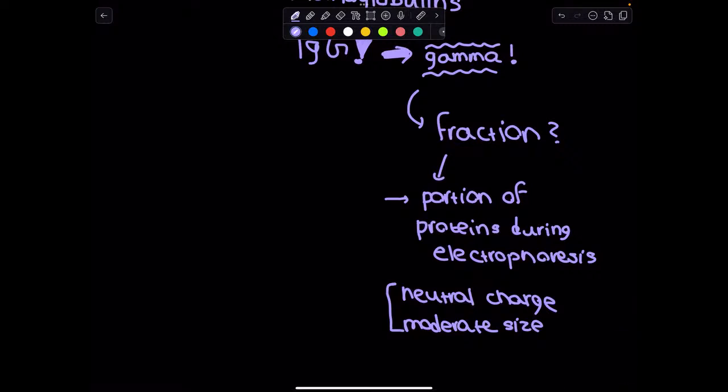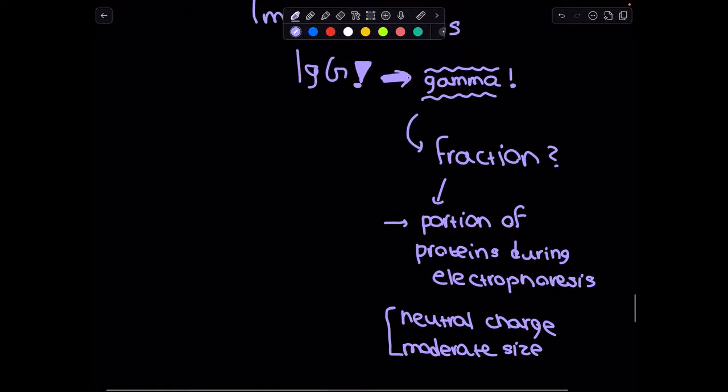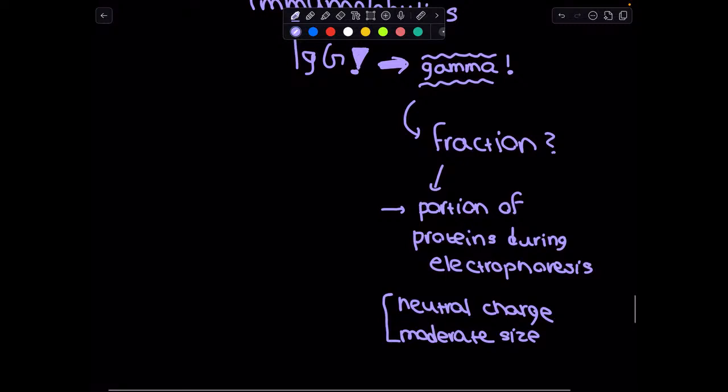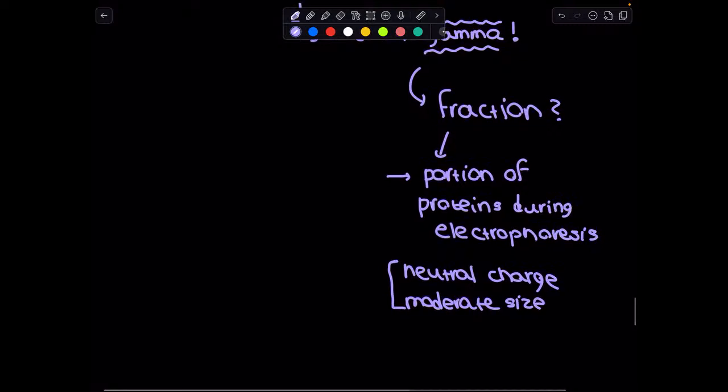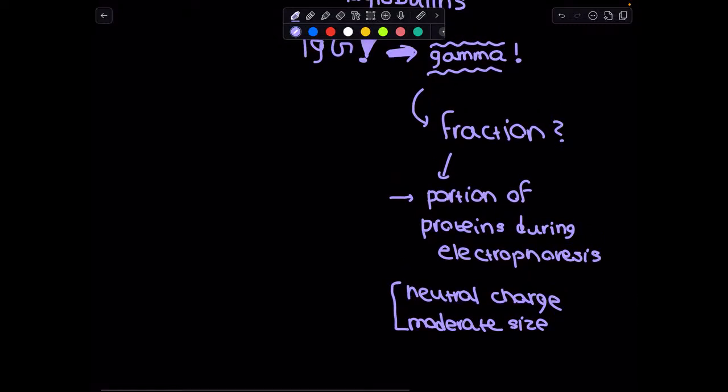Wait a sec, dude. Now you're confusing me. You said they're named gamma because there is a certain fraction, a portion of proteins during electrophoresis, and you said that gammas have neutral charge and moderate size, so why is this naming them gammas? Apologies for the confusion. The gamma name is based on where these proteins appear during electrophoresis. The neutral charge and moderate size influence their placement in that region, so they're collectively called gamma globulins.